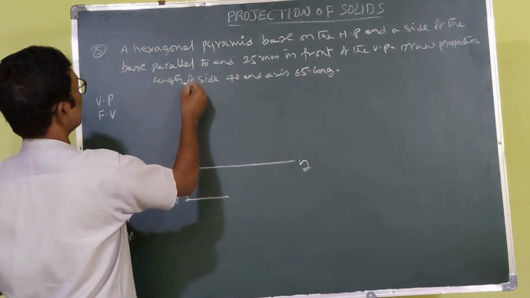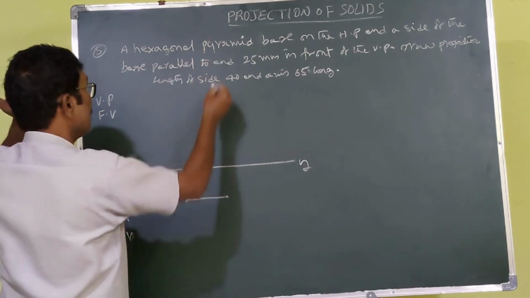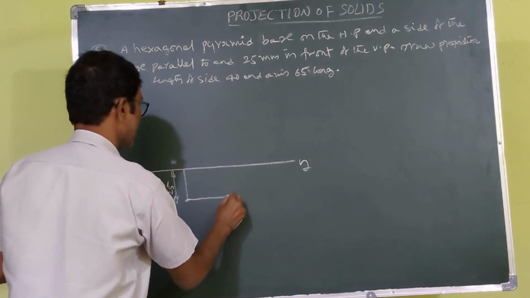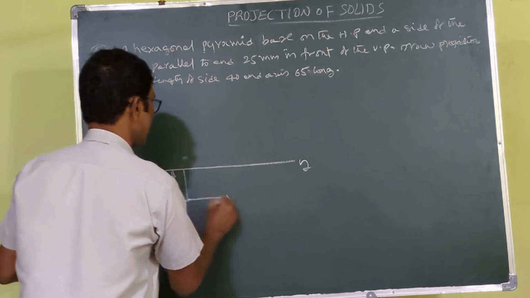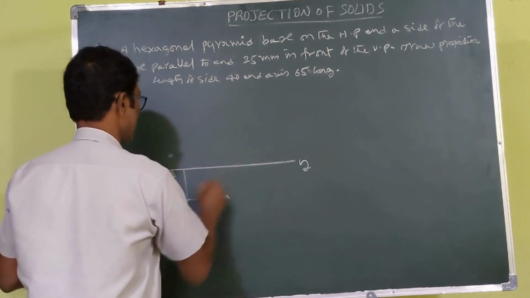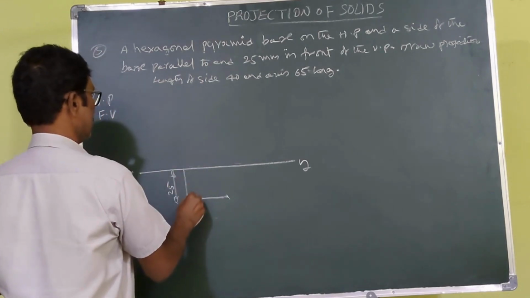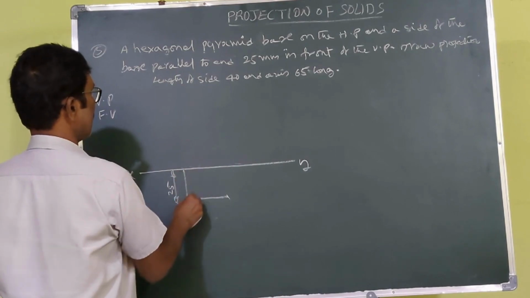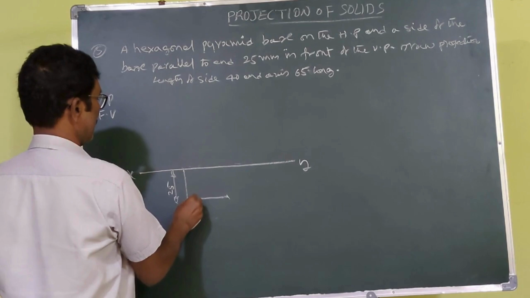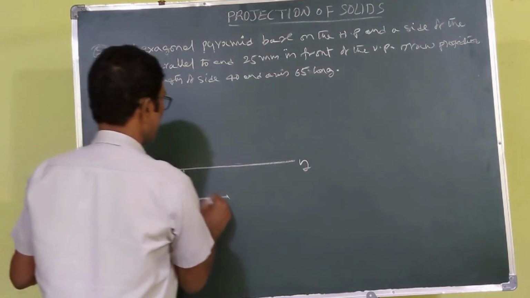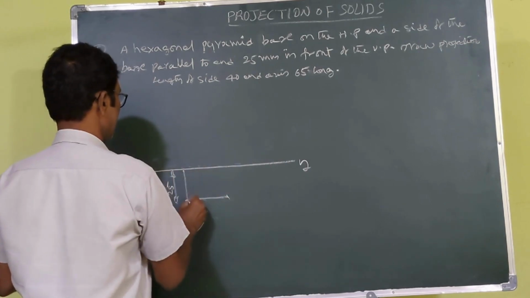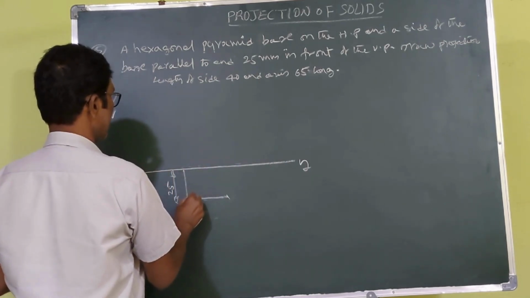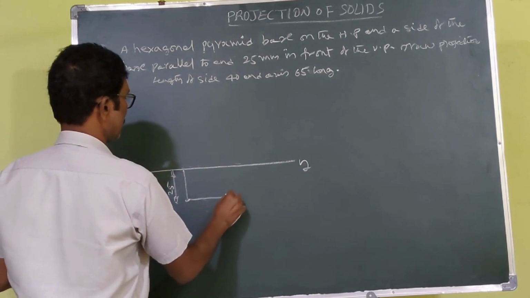Hexagonal pyramid, hexagon side equal to 40. Here you take 40 as the point. Draw a horizontal line parallel to XY. First you draw the vertical line XY. You look at this point, 25, cut it. This is the 25 in front of the VP. Then at this point you draw a horizontal line with respect to XY. Taking this point as a center, with 40 you cut it to this line.